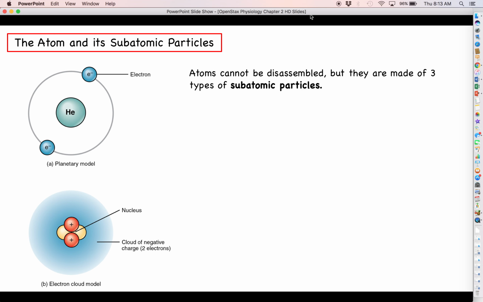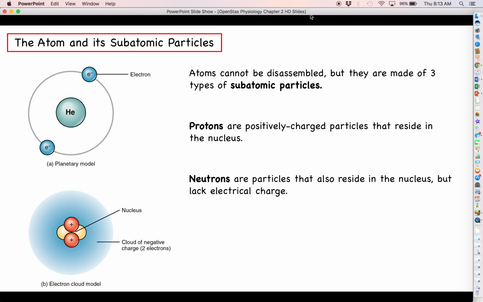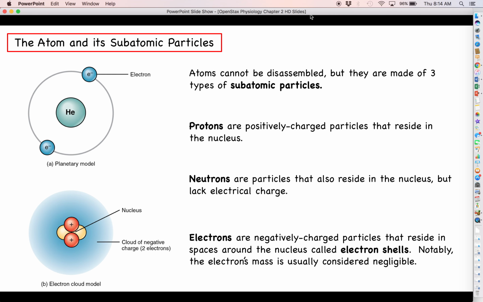If we look at how any atom, regardless of what element that atom corresponds to, atoms are going to be made of 3 different types of subatomic particles. So the first are called protons. Protons are a type of subatomic particle that resides in the center of the atom, which is called the nucleus. And protons have a positive electrical charge. Neutrons, hence the name, do not have an electrical charge. That's why we call them neutrons. They are neutral, and they are also located inside the nucleus, so they share that space with the protons.